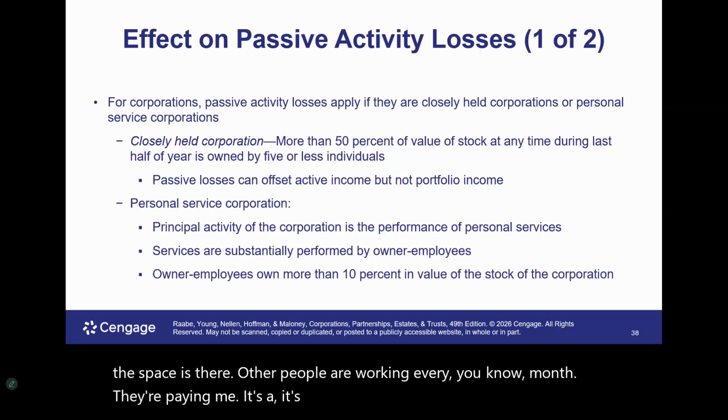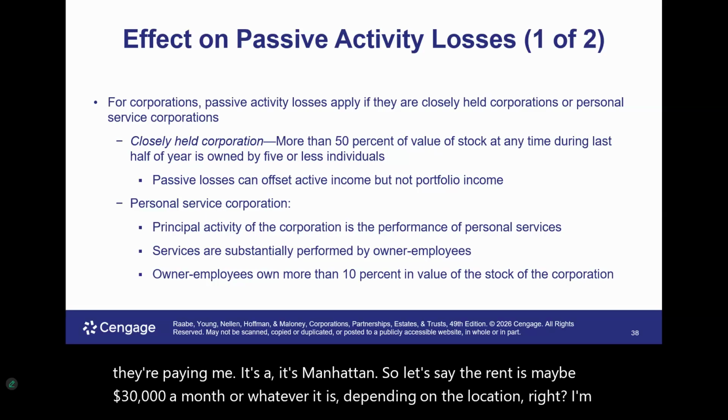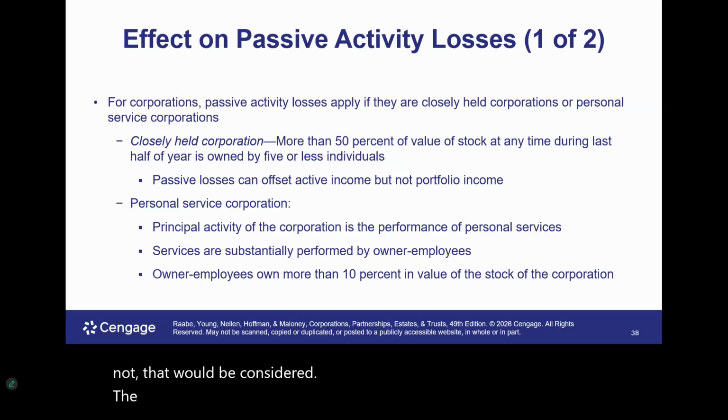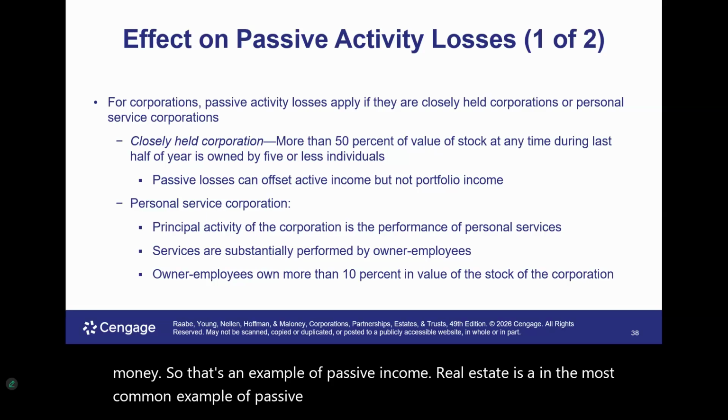So let's say the rent is maybe $30,000 a month or whatever it is, depending on the location, right? I'm just throwing out an egregious number, but whether I'm there or not, that would be considered passive income. The building is there. I don't need to go in to get the money. So that's an example of passive income. Real estate is the most common example of passive income. The structure is already there. There's not much I need to do.